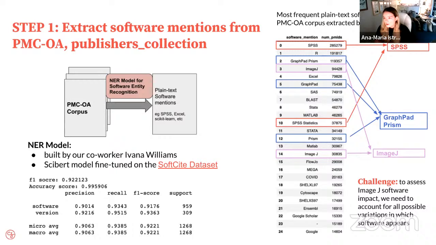So at this point, these are just strings that the model is extracting from text and recognizing as pointing to software. You can see that some of these are pointing to maybe the same software entity. SPSS and SPSS Statistics is likely just SPSS. GraphPad Prism, GraphPad, and Prism are likely mentions of just GraphPad Prism. ImageJ and ImageJ are probably just the ImageJ software entity. So the challenge here is that if we want to assess the whole impact of a software, we want to be able to count all of these possible variations in which the software is mentioned in the literature or extracted by the NER model.